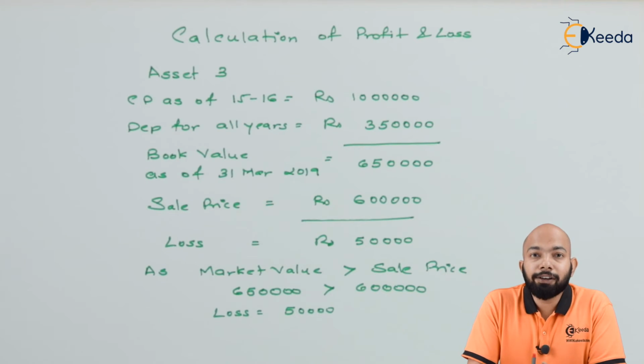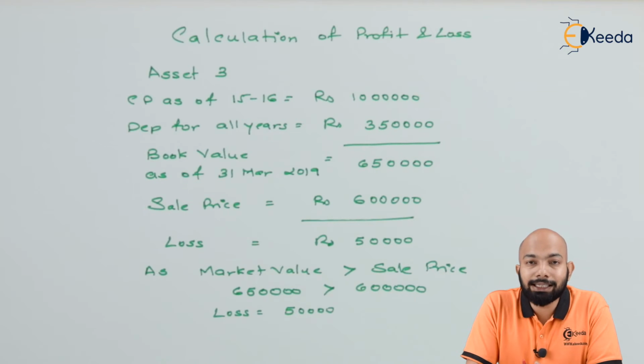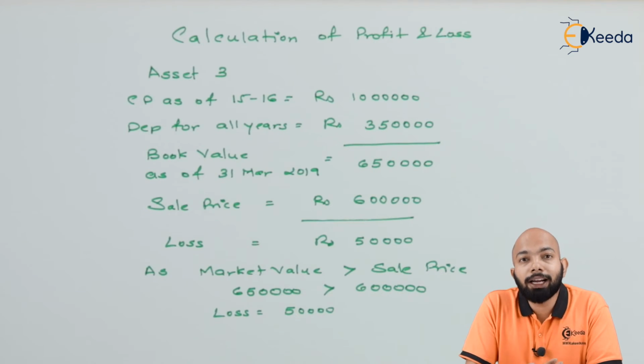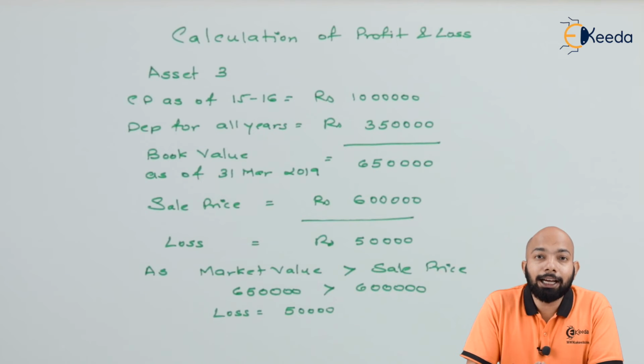So as you can see, we have figured out the calculation for asset number 3. The cost price of that asset as on 15-16, that means financial year 15-16, is rupees 10 lakhs, out of which we have calculated the total depreciation in the working for all these years until which we had this asset with us, that means 31st March 2019, which amounts to rupees 3,50,000. Now the book value or the market value of this specific asset as of 31st March 2019 is 10 lakhs minus 3,50,000, which gives you a total of 6,50,000.